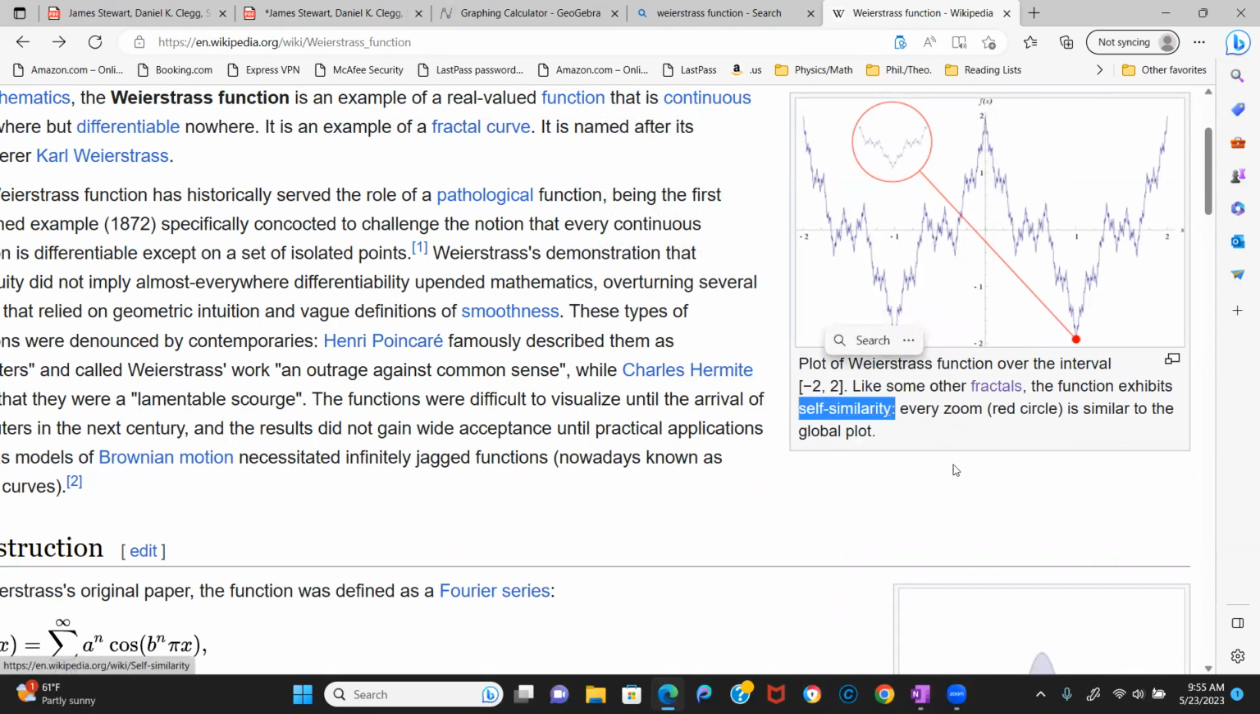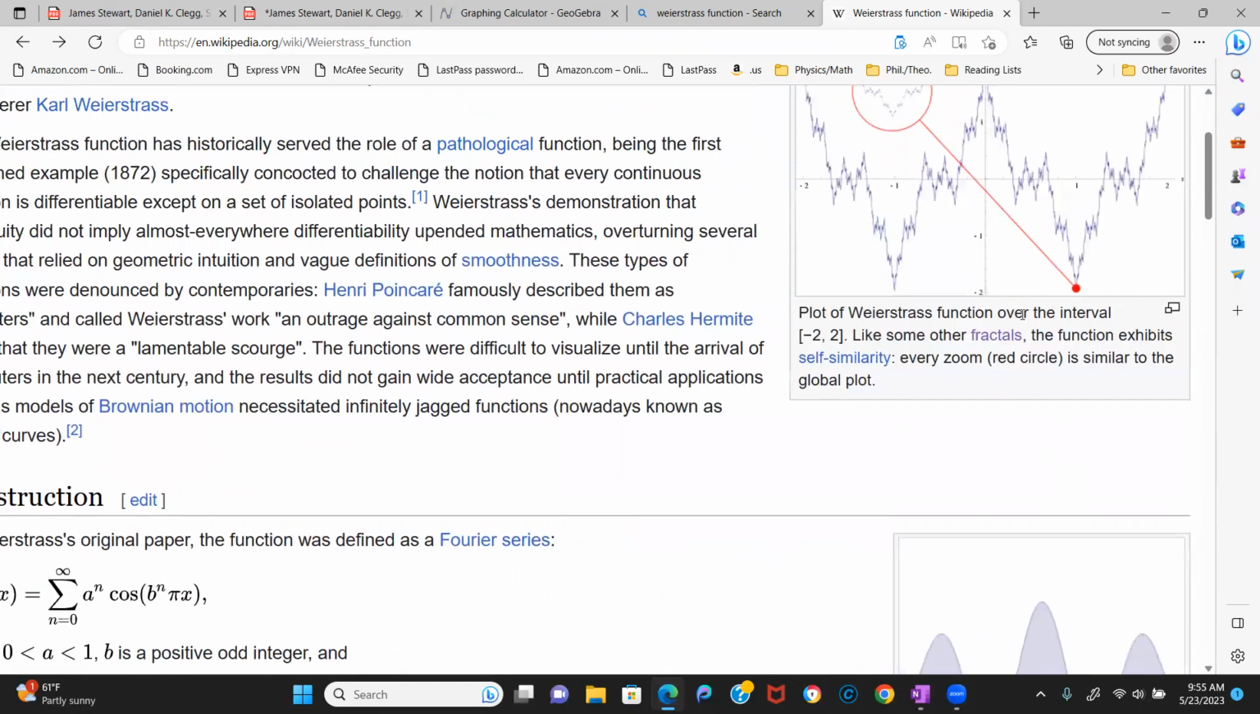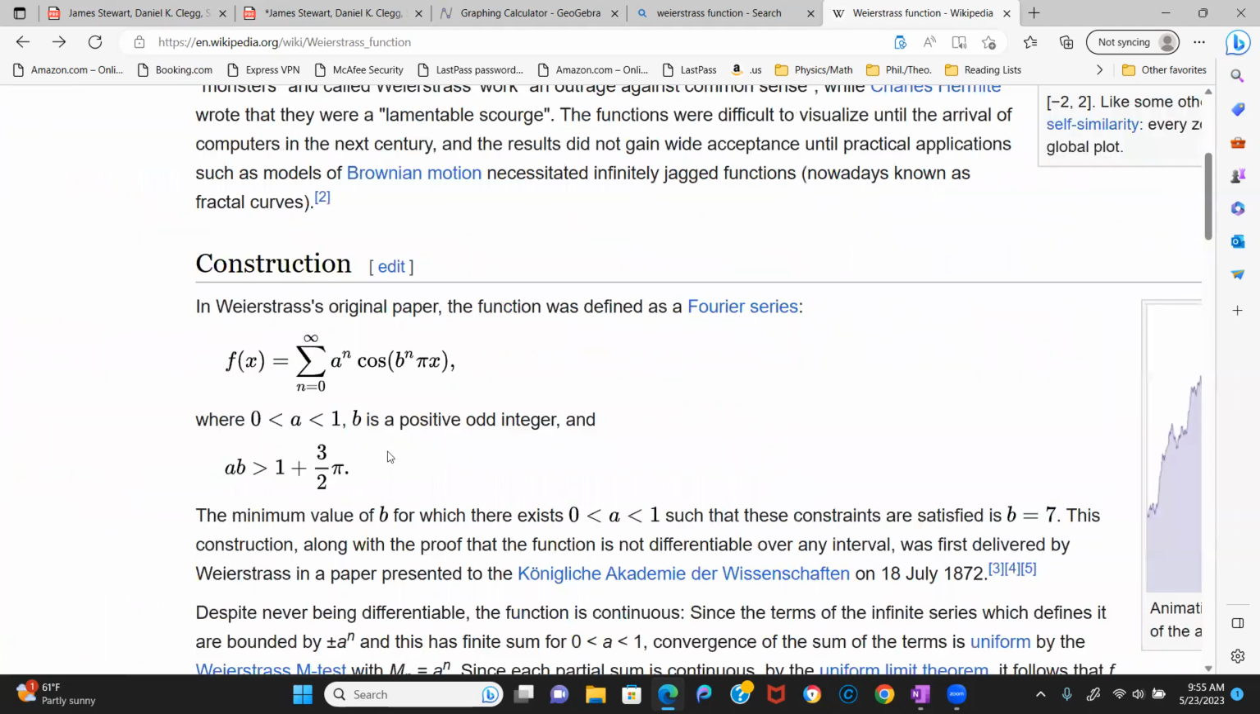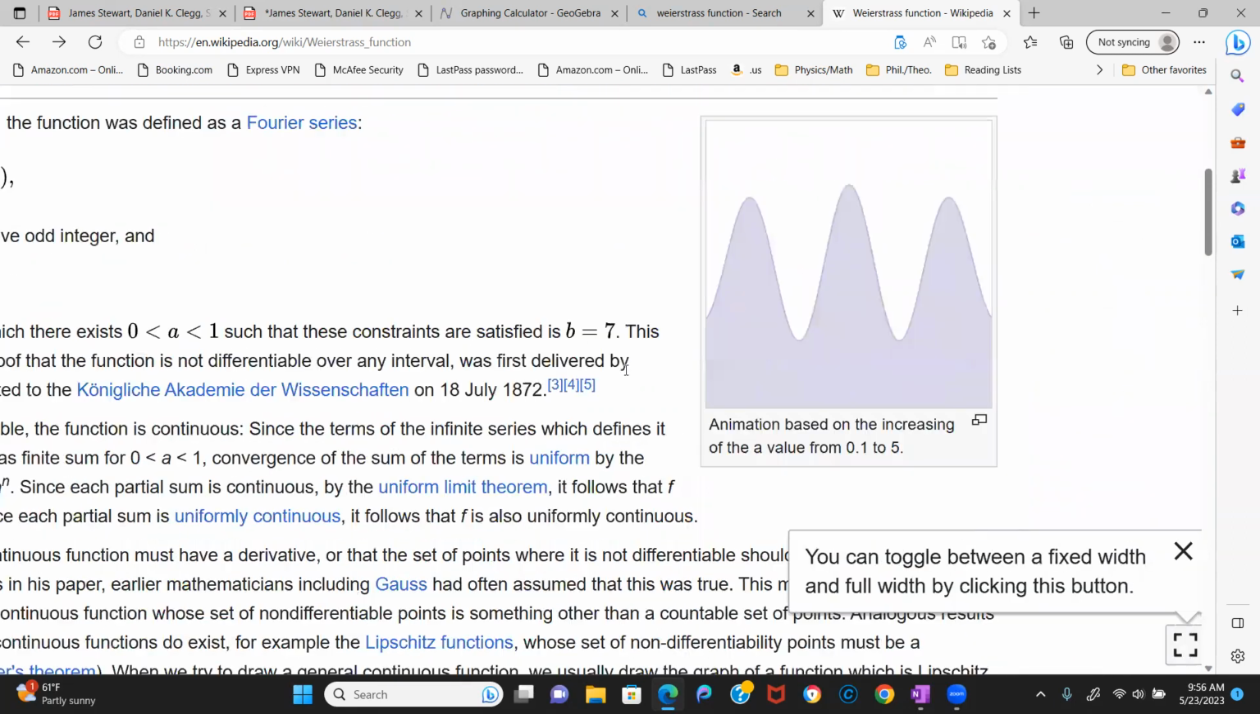It has some self-similarity, meaning if you zoom in on the curve at any point, it looks like the whole entire curve. And it's defined right here by this infinite series. We haven't talked about infinite series. This is something you'll look at in Calc 2. But this infinite series is basically like you're adding up infinitely many terms. And then a is between 0 and 1, and b is any positive odd integer such that this inequality right here is true.